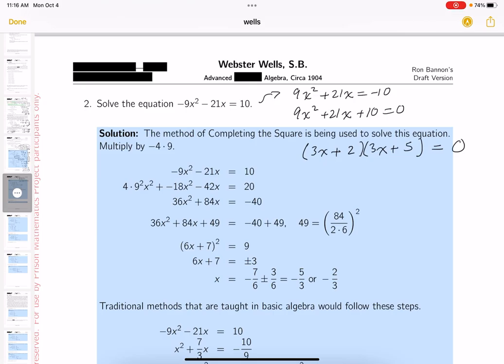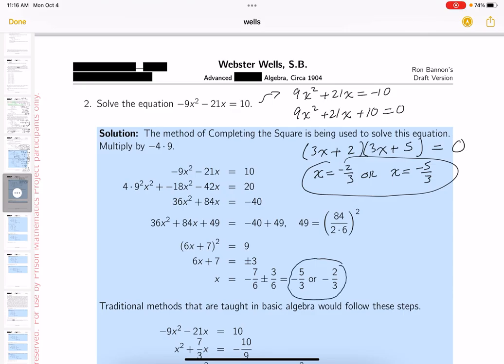Where are the answers over here? When does 3x plus 2 equal 0? When x equals minus 2 thirds. Or, when does 3x plus 5 equal 0? When x equals minus 5 thirds. I like factoring. They're the answers.